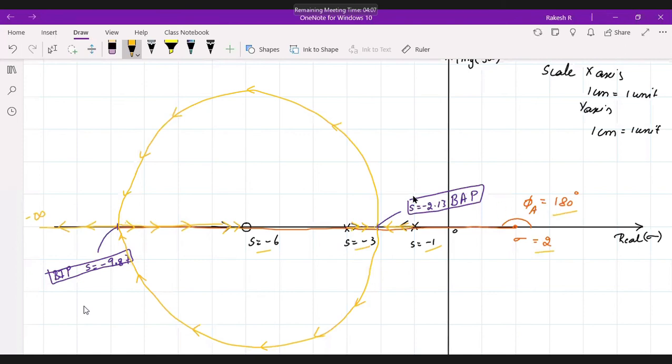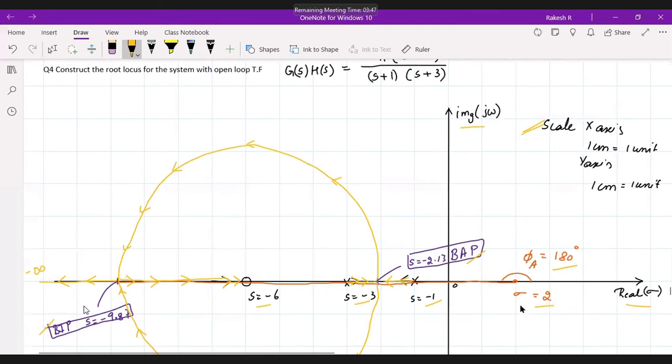Right. After that, you need to mark the break away point and break in point. After that, you need to state the scale: on the x axis 1 centimeter is 1 unit, and on the y axis 1 centimeter is 1 unit. And don't forget to mark the imaginary axis and the real axis. These things you need to remember.